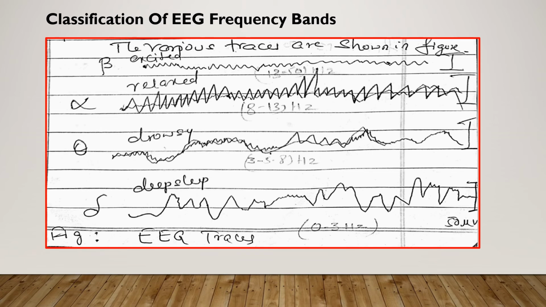Next is the alpha pattern. This pattern is exhibited when the patient is relaxed. The frequency range is from 8 to 13 Hz. And the last one is the beta pattern. This pattern is exhibited when the subject is excited or under tension. The frequency range is from 13 to 50 Hz.